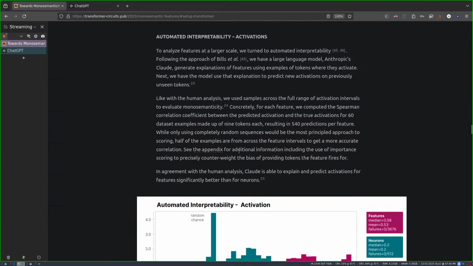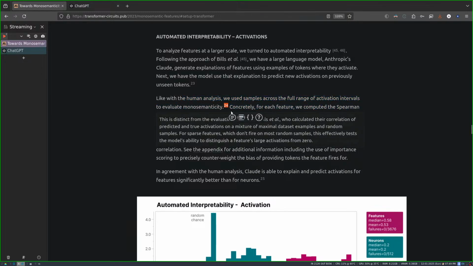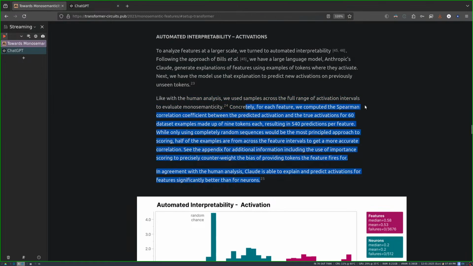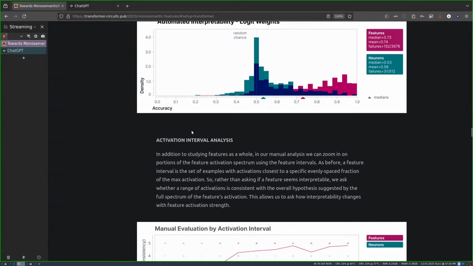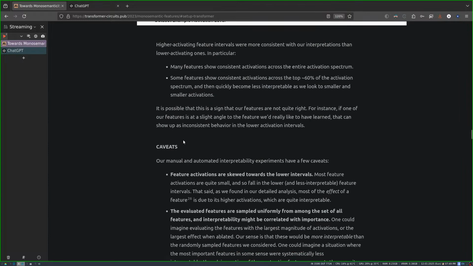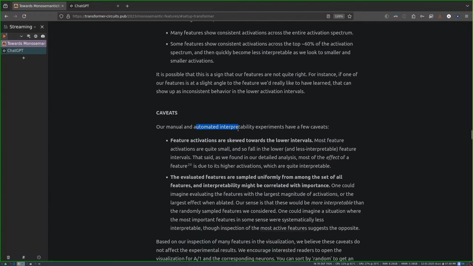Like with the human analysis, we use samples across a full range of activation to evaluate monosemanticity. Concurrently, for each feature, we compared the Spearman correlation coefficient. And I don't understand that. Automated interpretability weights activation analysis. Caveats of the manual and automated interpreter explain a few caveats.